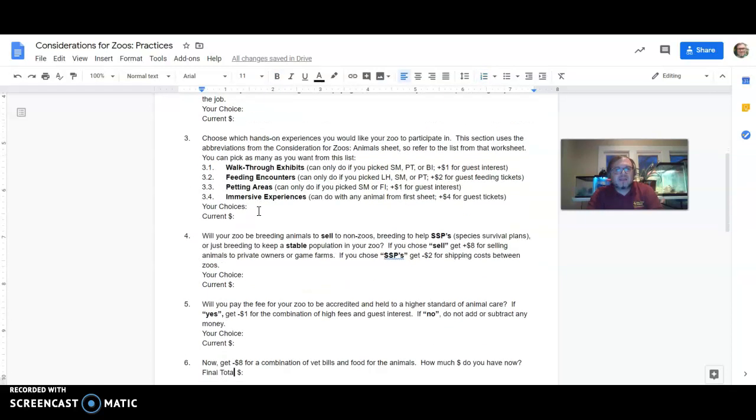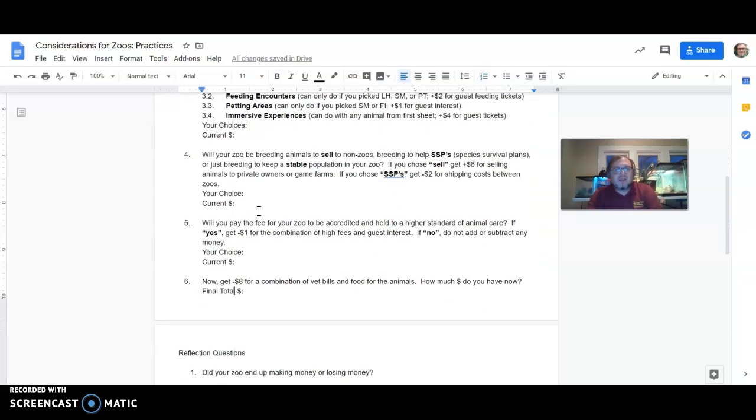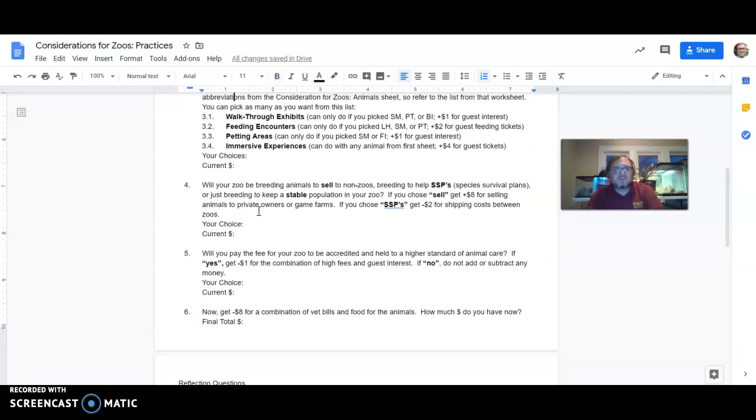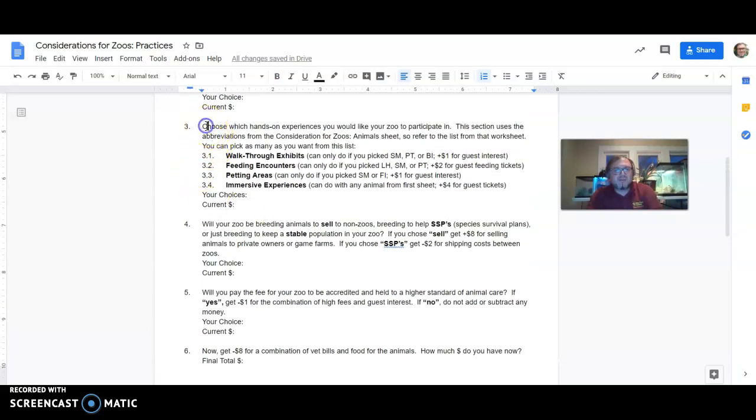Number 3 ties back into the Consideration for Zoos Animal sheet a lot. So number 3 says, choose which hands-on experiences you would like your zoo to participate in. There were a bunch of them, so I went ahead and made a list with them here. This section uses the abbreviations from the Consideration for Zoos Animal sheet, so refer to that list from this worksheet. You can pick as many as you want from this list, as long as you meet the requirements for it.